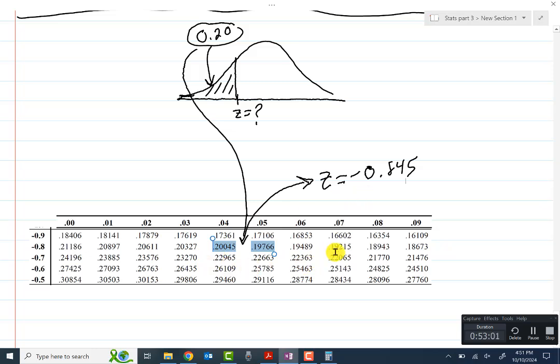It'll almost never work out that you will get an exact area that will be one of these things there. And there's very few values that are perfectly given in the table.